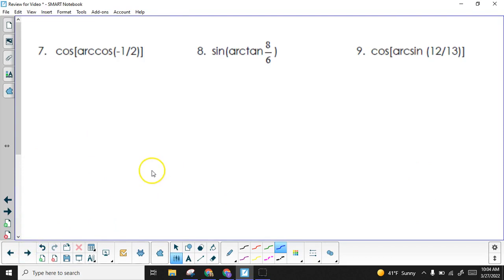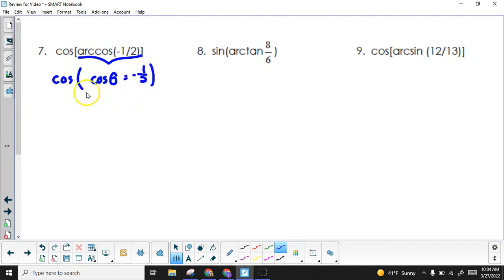Moving on. Number 7, the cosine of the arc cosine of negative 1/2. There are a couple ways we can do this. I'm going to talk first of all about this notation. Whenever we have multiple grouping symbols, we start from the inside and work our way out. So we evaluate the arc cosine of negative 1/2 first, and then we take the cosine of that angle. This is asking us, the cosine of what angle equals negative 1/2.